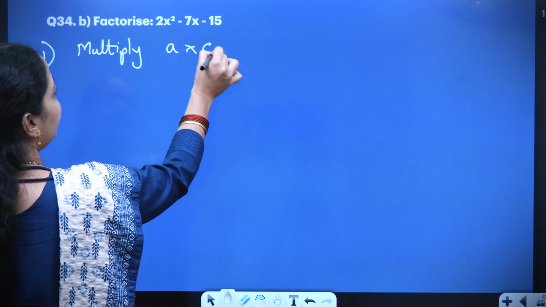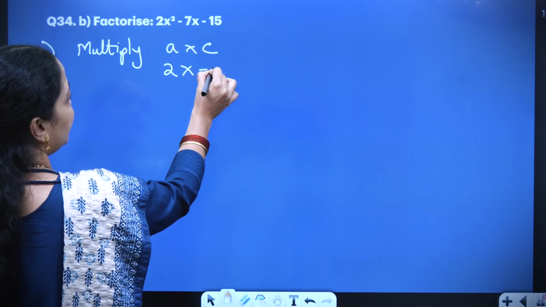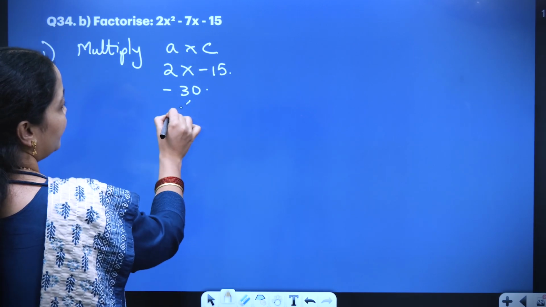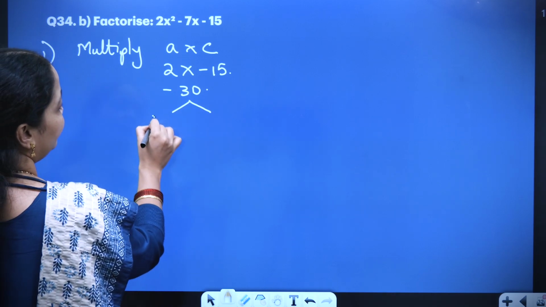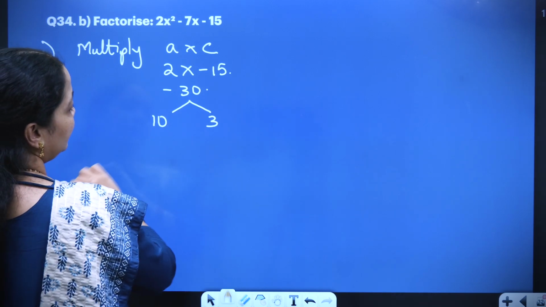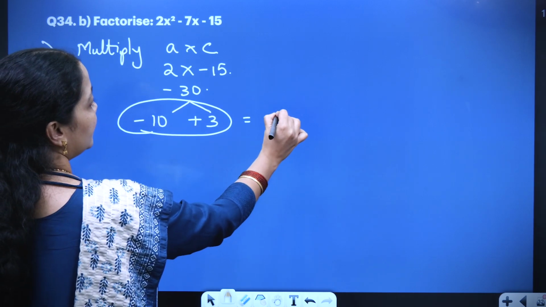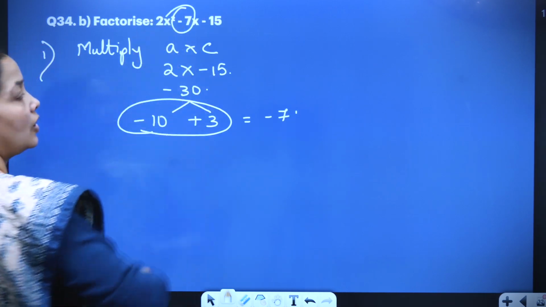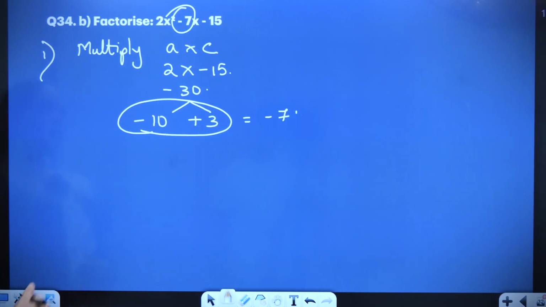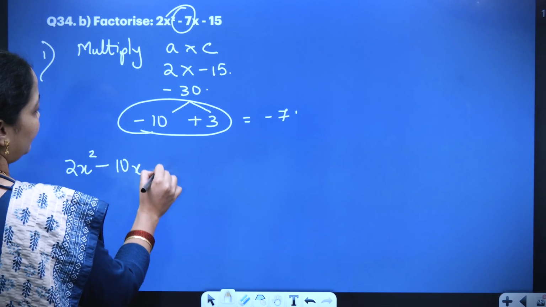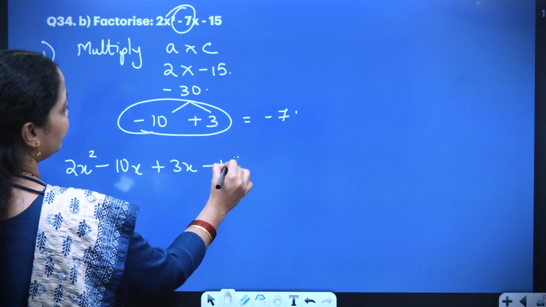Multiply a and c. Here a is 2 and c is negative 15. When I multiply, I get negative 30. I have to find the factors of 30. I will directly take 10 and 3, minus 10 and plus 3 as a pair gives me negative 7, which is the middle term b value. So I will take 2x square minus 10x plus 3x minus 15.